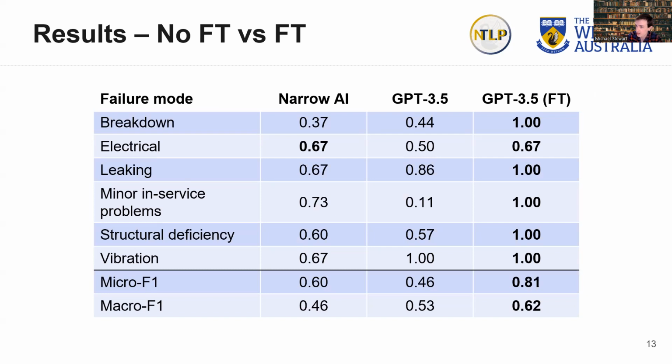So narrow AI was a model that we looked at a year before this GPT LLM work on this failure mode code task. And we trained this model on 500 failure mode observation and failure mode code pairs that we labeled. We call it narrow AI because it's an AI model trained to do that one task and nothing else. And you can see the micro F1 score is about 0.6. That's our baseline.